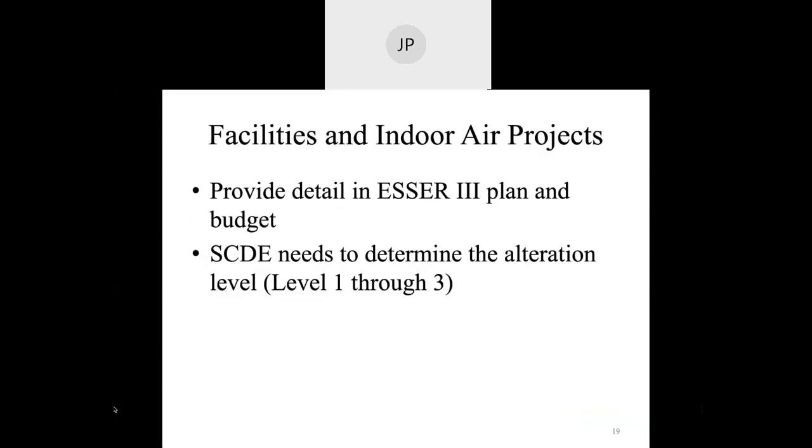As with ESSER 2, if you intend to use any of your ESSER 3 funds for facilities and indoor air projects, we do need you to provide extensive detail in your ESSER 3 plan and budget. That is because the department needs to determine the alteration level, whether it's a level 1 up through a level 3.